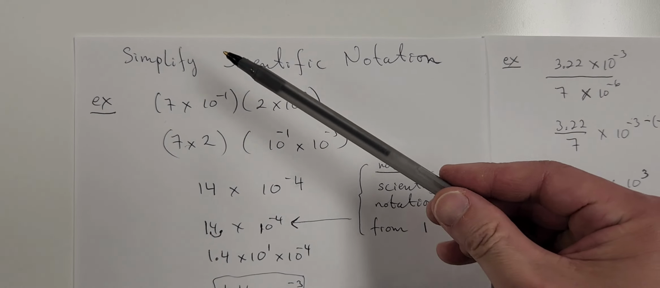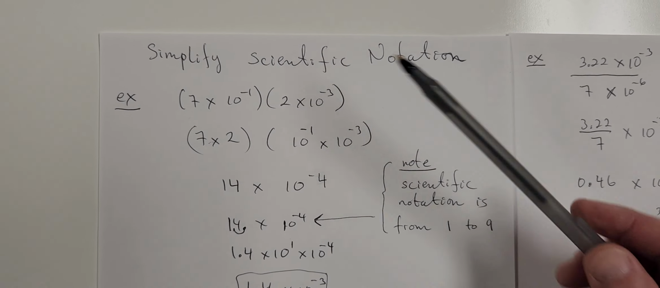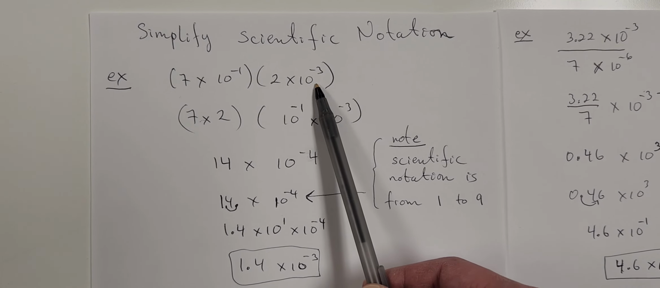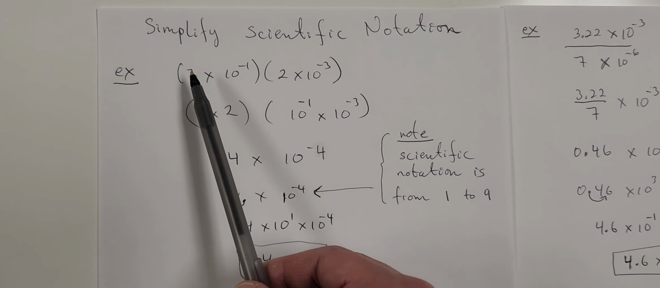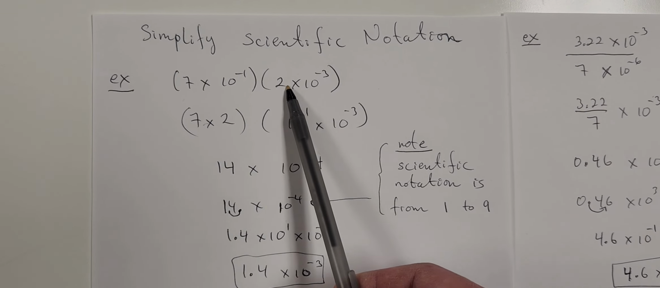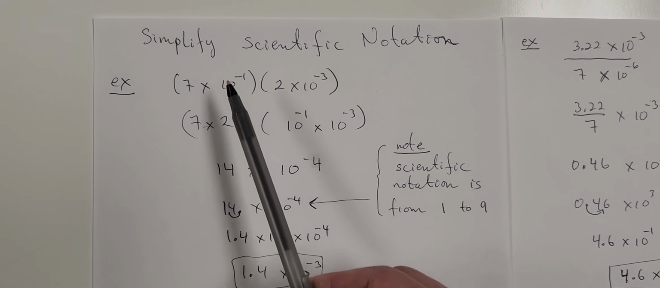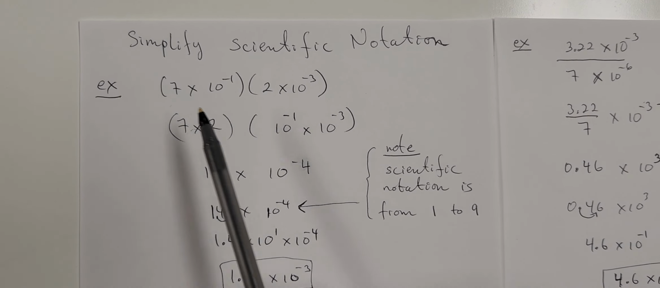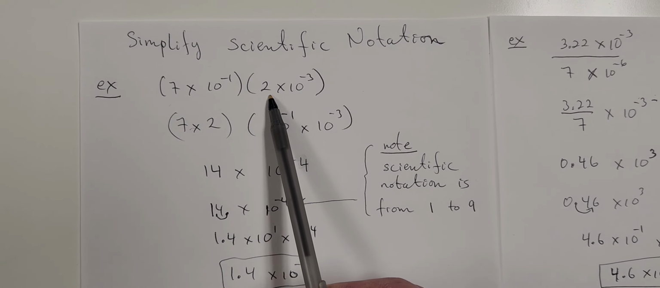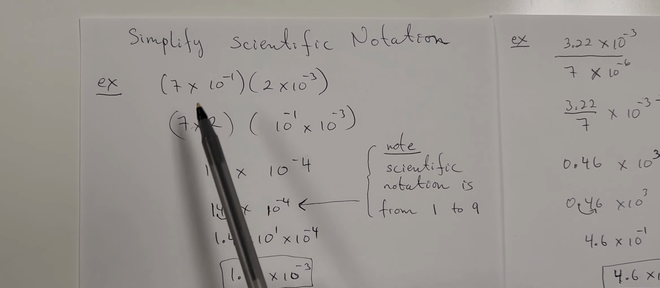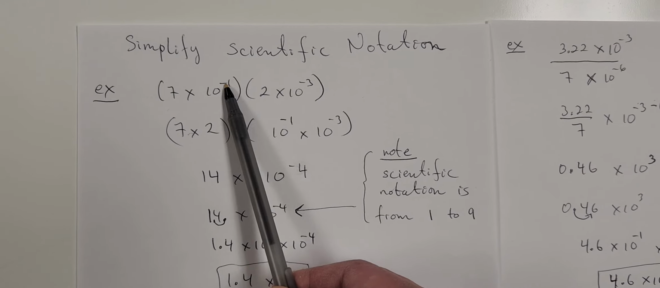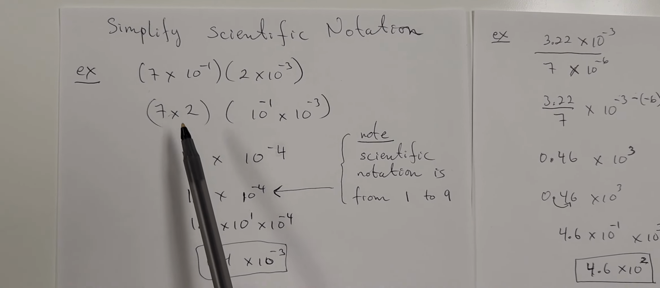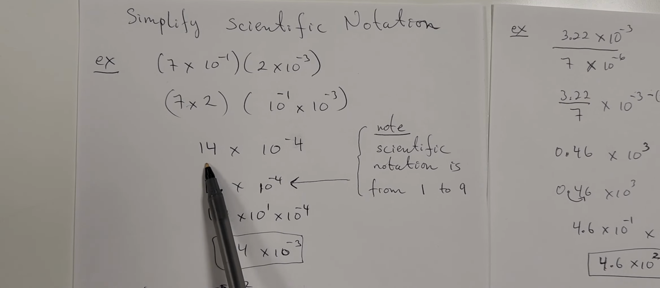This lesson is simplifying scientific notations. Here we are multiplying two scientific notations. So 7 times 2 will be the first part, and then the exponents go together, which is the second part. One more time, 7 times 2 will be the first part, and then this exponent and this exponent go together. Okay, so 7 times 2 gives me 14.